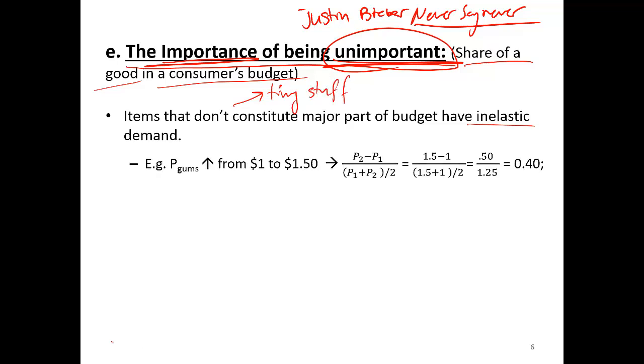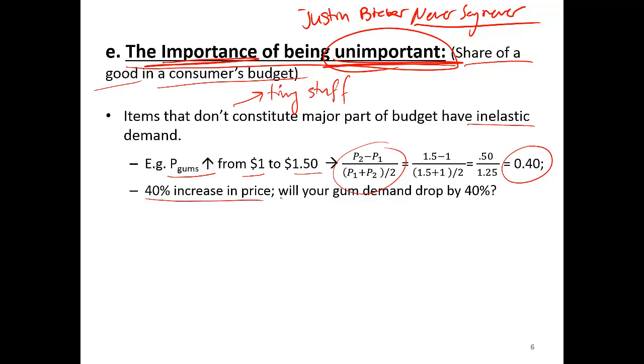Let me give you an example. Let's say the price of chewing gum goes up from $1 to $1.50, right? So we're doing the midpoint formula, percent change in price. So it's actually a 40% change in price here. 40% increase in price. Let me ask you, with a 40% increase in the price of chewing gum, will your gum demand drop by 40%? My quantity demanded will not drop by 40%. Why? I don't care. It's such a tiny thing.